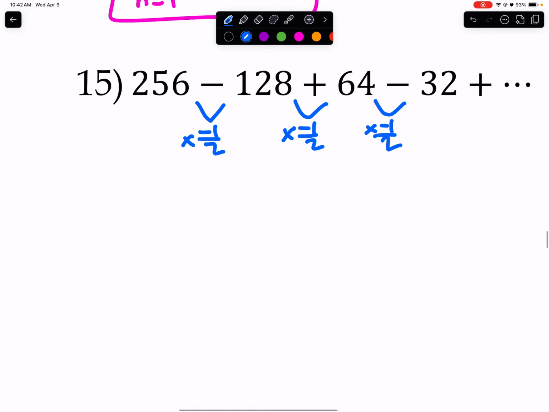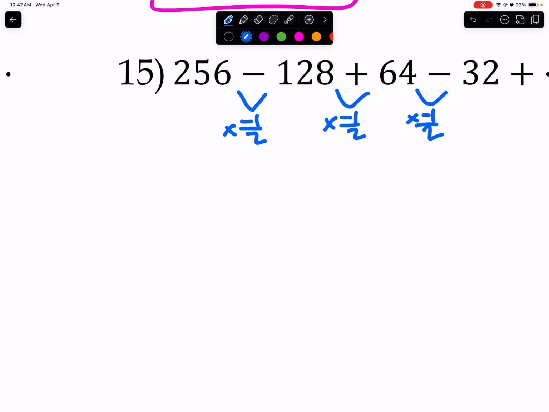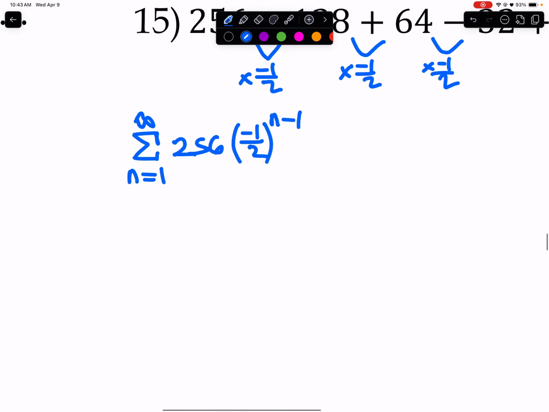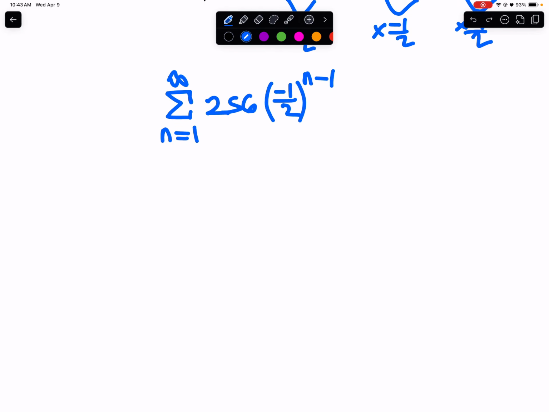So that tells me we're looking at an infinite geometric. So I'm going to do my sigma, n equals 1 going to infinity. Then the first term, which is going to be 256, times parentheses negative 1/2 raised to the n minus 1. If you want to just stop there, you could just stop there. However, I'm going to go ahead and keep rewriting just in case.